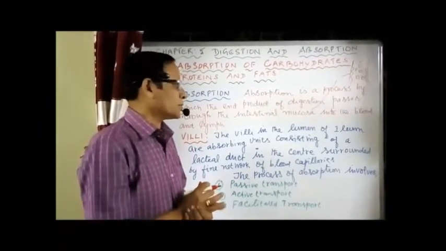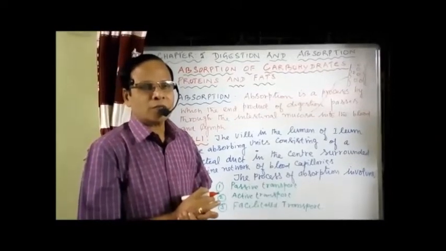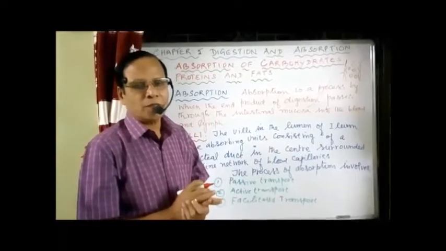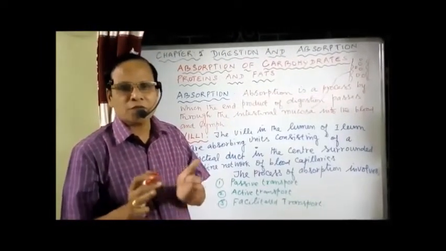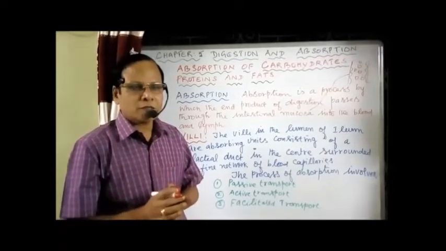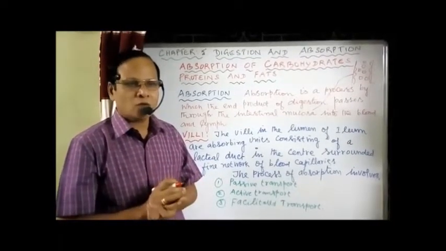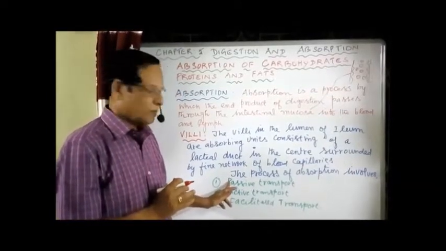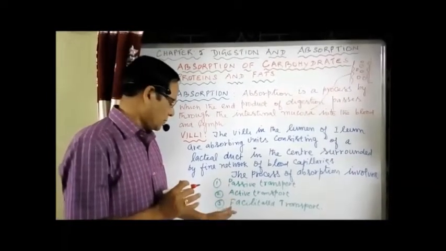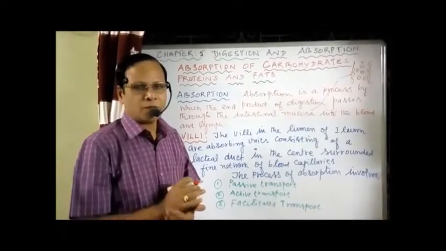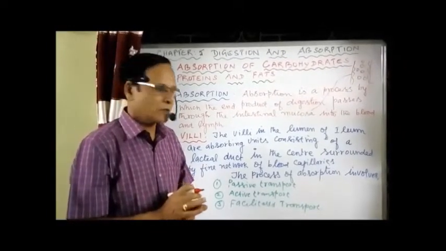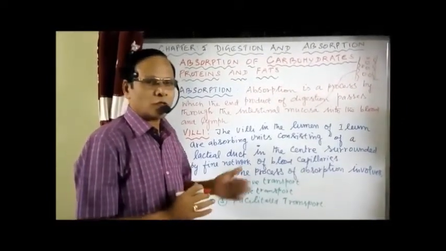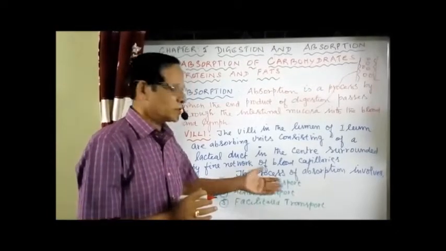Now what is the mechanism of absorption? The absorption of materials of different types is not uniform. Different materials are absorbed in different ways. As per the syllabus, three methods are given. What are the different methods of absorption? Number one, passive transport. Number two, active transport. Number three, facilitated transport. We will see one by one what is passive transport, what is active transport and also facilitated transport.